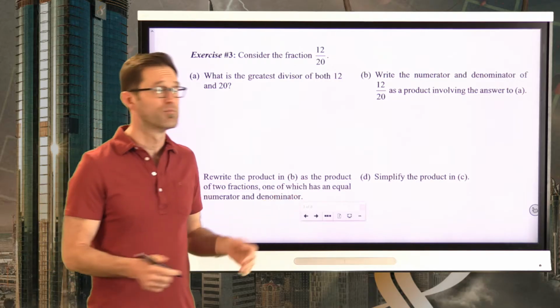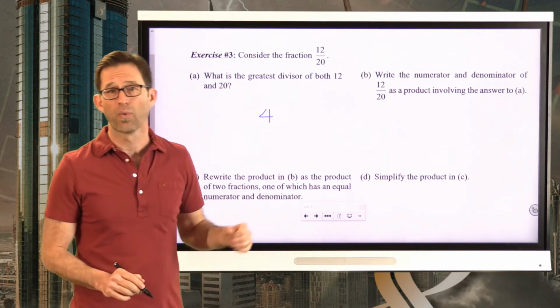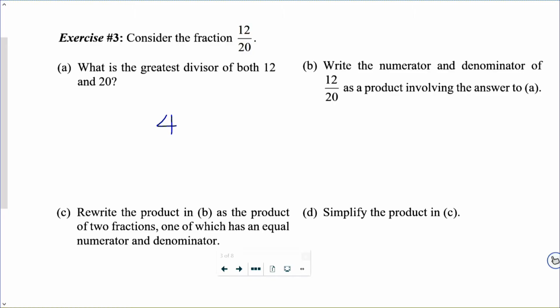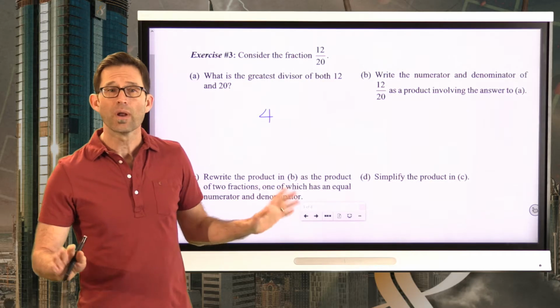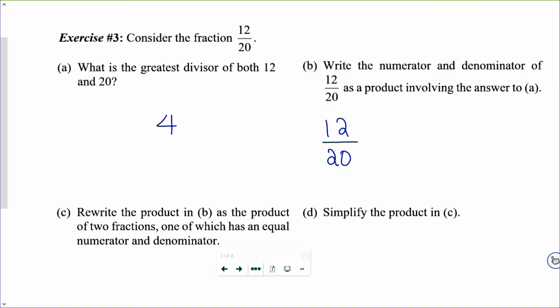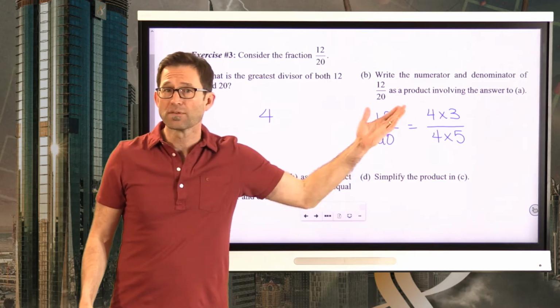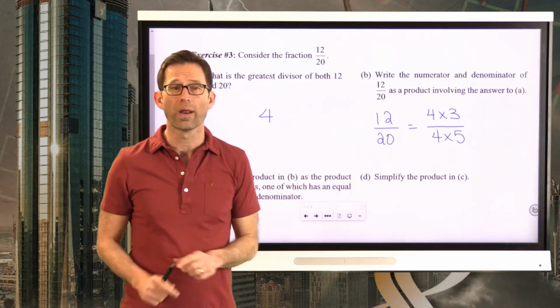All right, well, that's the number 4. 4 is the biggest number that divides into both 12 and 20. Now, letter B. Write the numerator and denominator of 12/20ths as a product involving the answer to A. Okay, so in other words, I can say that 12/20ths is exactly the same as 4 times 3 divided by 4 times 5. Okay, and of course that's true, because 4 times 3 is 12 and 4 times 5 is 20.